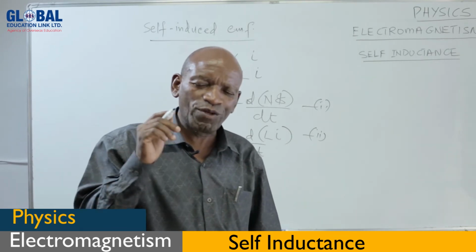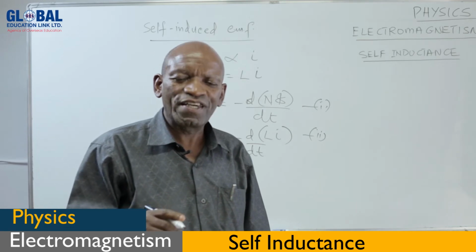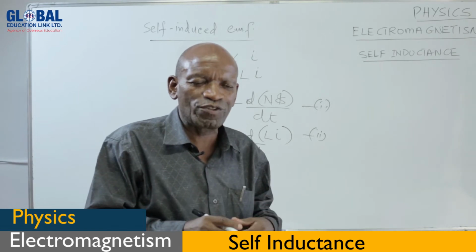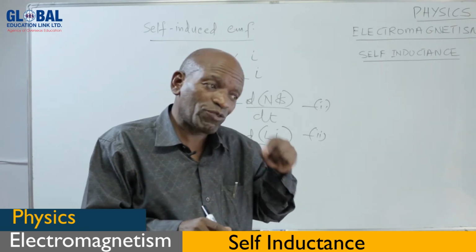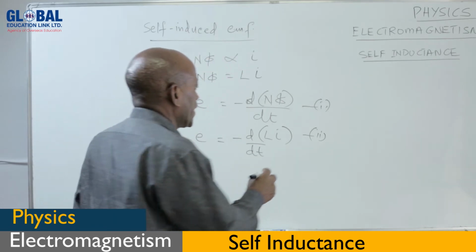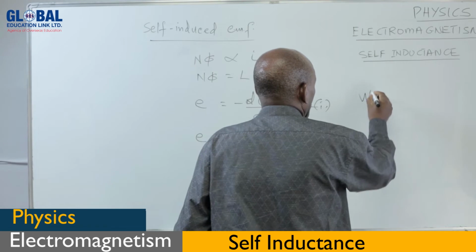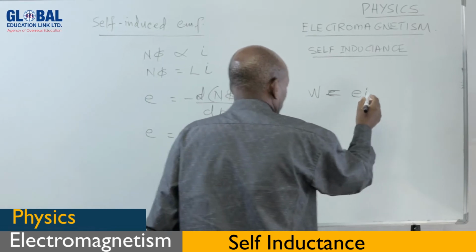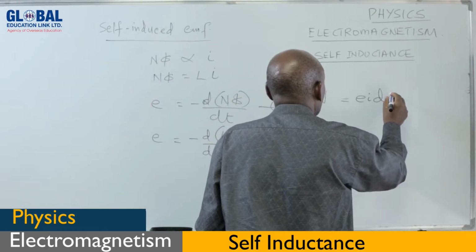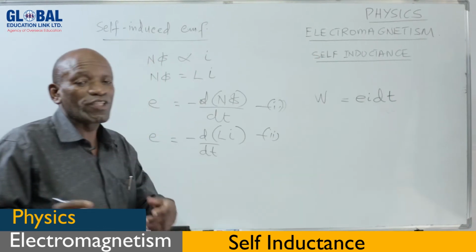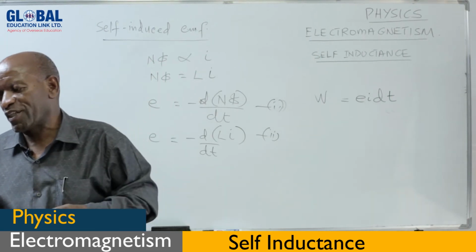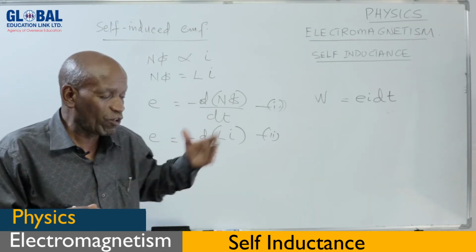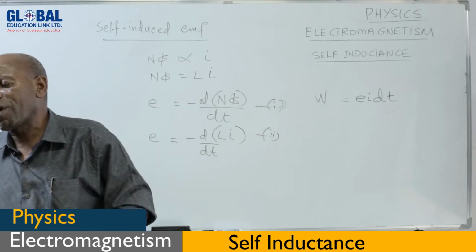So it means that there must be work done against the opposition of the self-induced EMF within a circuit. That work done, due to the self-induced EMF in that circuit, which opposes the growth of the current, will be given by that expression.